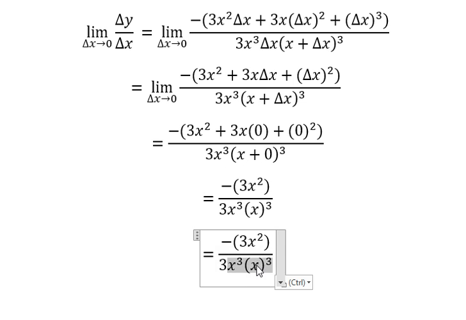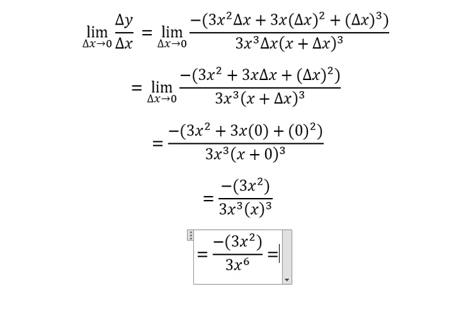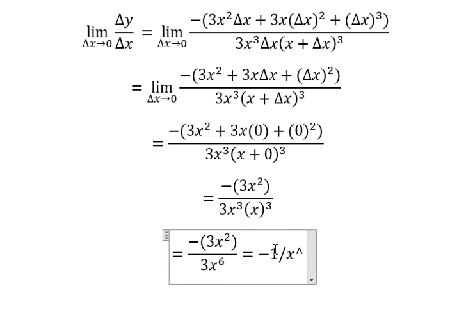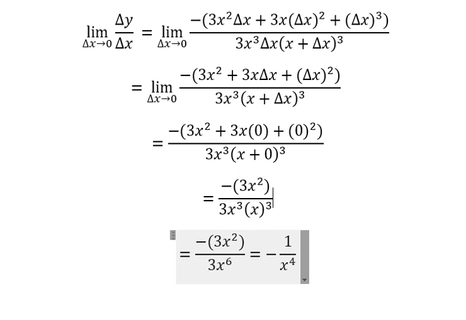This one, we have s to the power of 6. And now we need to simplify it. And we have negative 1 over s to the power of 4. And that is the final answer. This is the end.